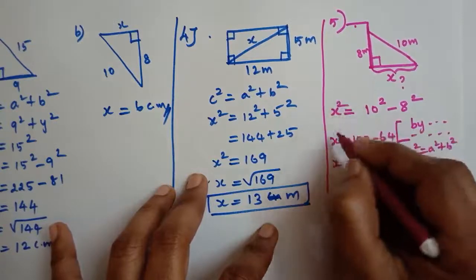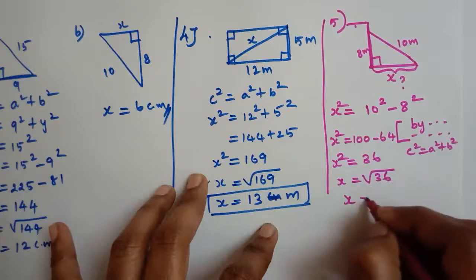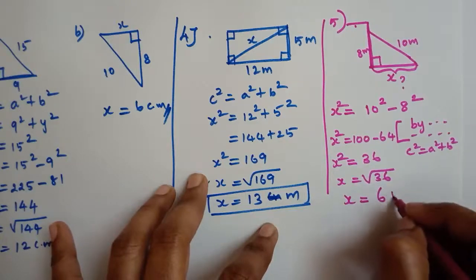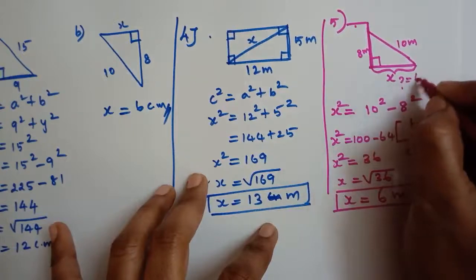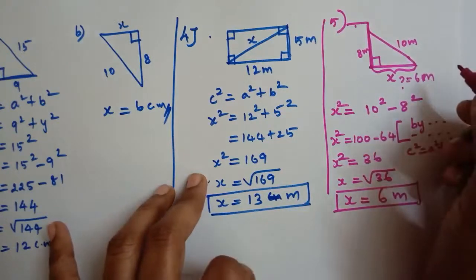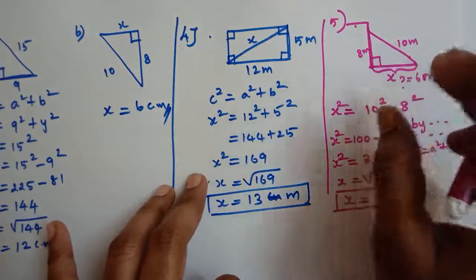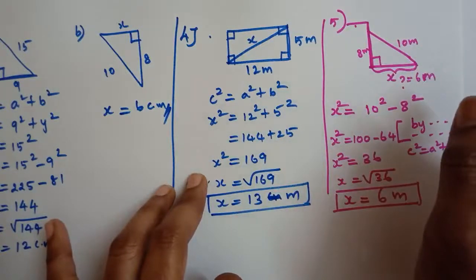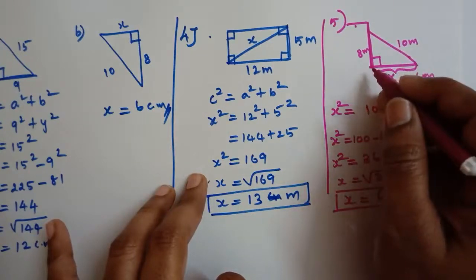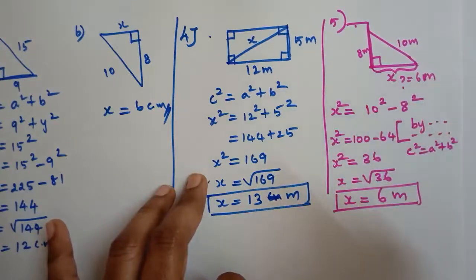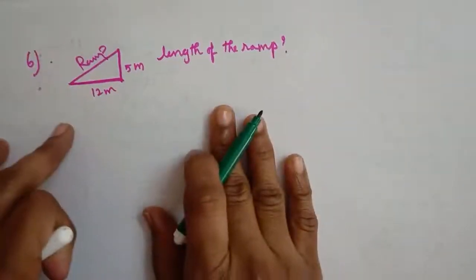Therefore x is equal to root of 36, which is 6 meter. So how far is the foot of the ladder from the base of the wall? The distance is 6 meter. Is it clear? The distance from the ladder to the wall is 6 meter. Okay, then listen students, next is the 6th question.